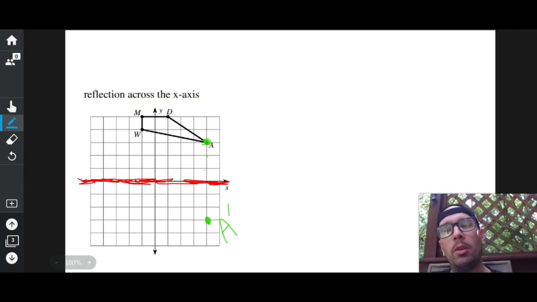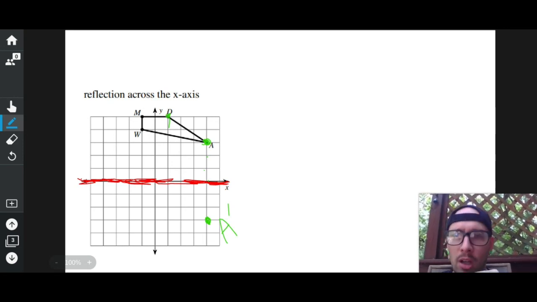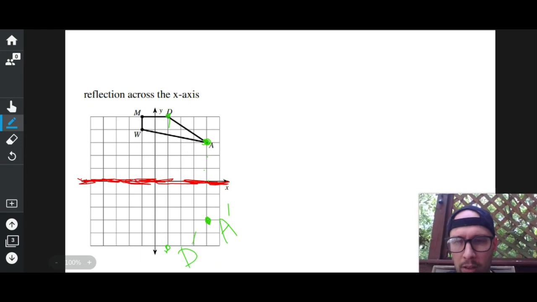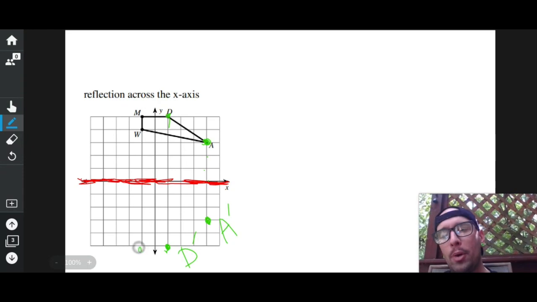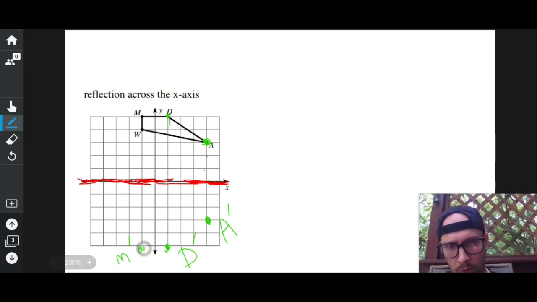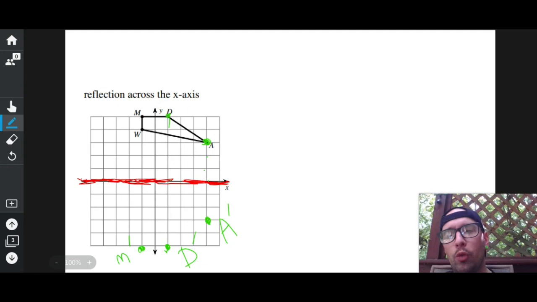I'm going to do the same thing with D. It's 1, 2, 3, 4, 5 blocks away from the mirror. So if I go into the mirror 1, 2, 3, 4, 5, that's where D prime is going to be, right there, a perfect circle. M is 1, 2, 3, 4, 5, completely on the edge. So 1, 2, 3, 4, 5, M prime. And then W is 1, 2, 3, 4 away from the mirror. 1, 2, 3, 4. Let's call it W prime.